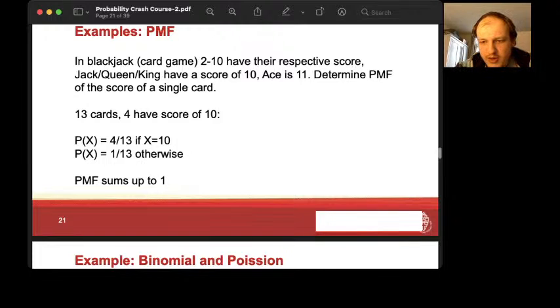You should also be familiar with this problem from the homework. We had something similar, except with dice.